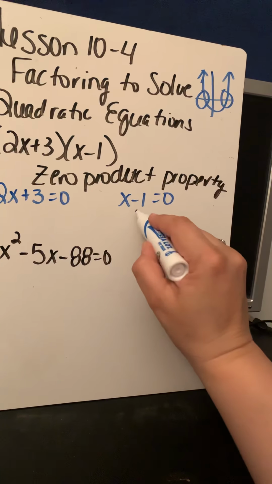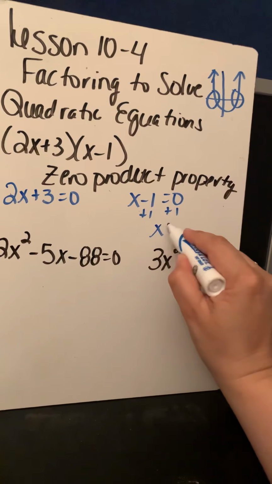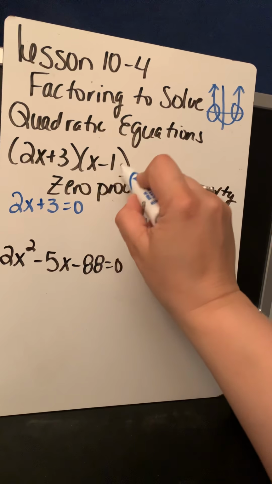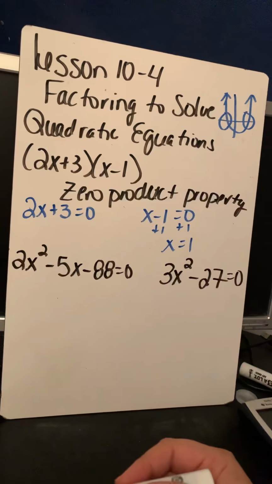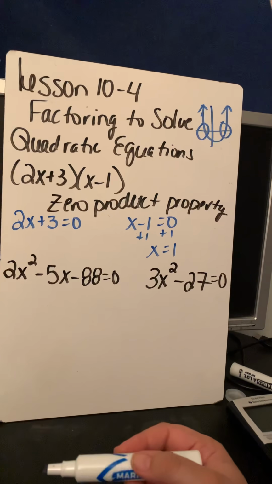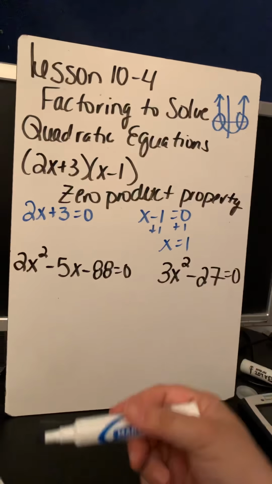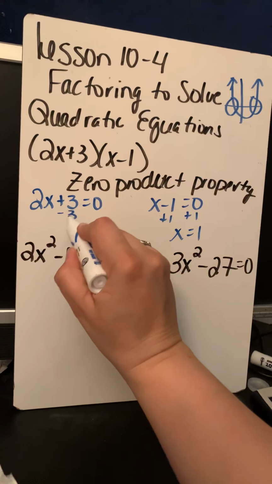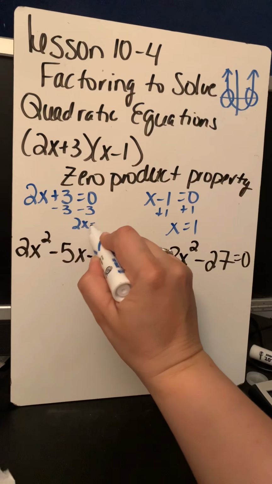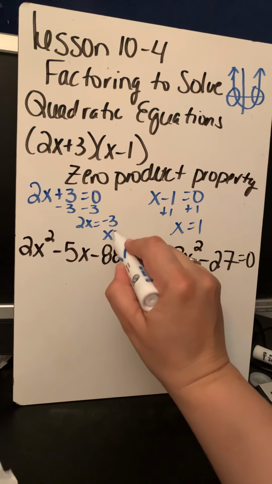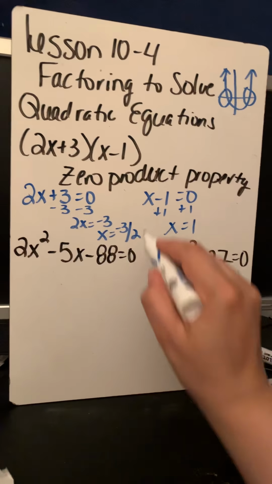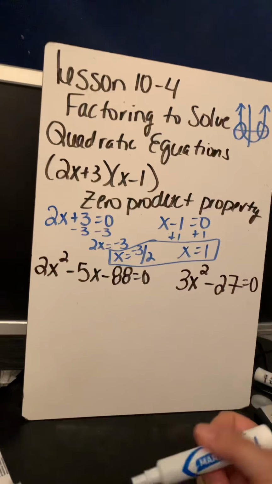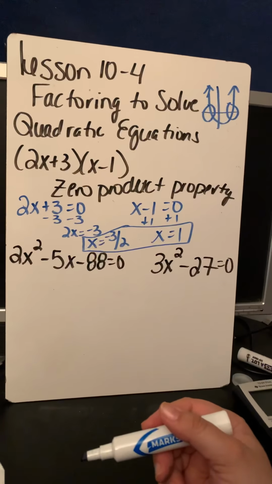Over here, this is easy. Add your 1, x equals 1. So basically, when I have something like this, all I'm doing to pull that out of parentheses is flipping the sign on that. If I want to think of it as a simple, easy, fast way, I'm just flipping the sign. So that becomes a positive 1. This one here, you know that you have to subtract your 3 over. So you get 2x equals negative 3. Divide by 2. X equals negative 3 halves. Those are your 2 x-intercepts. That's where those would cross the x-axis if you were to graph that parabola.